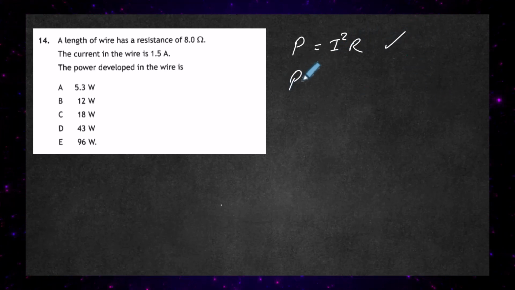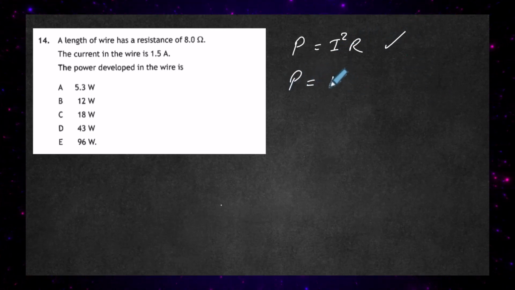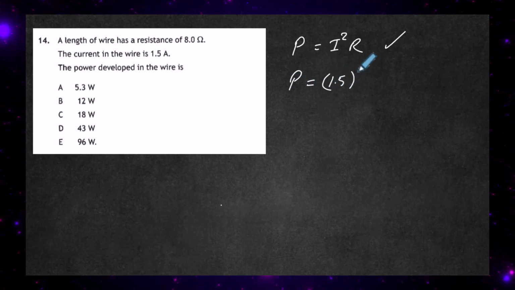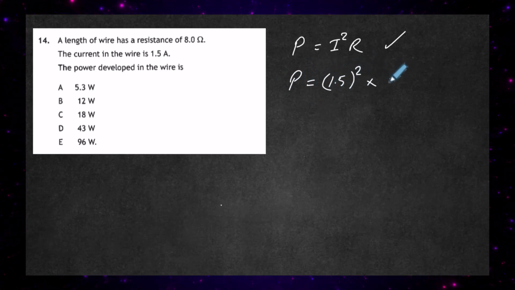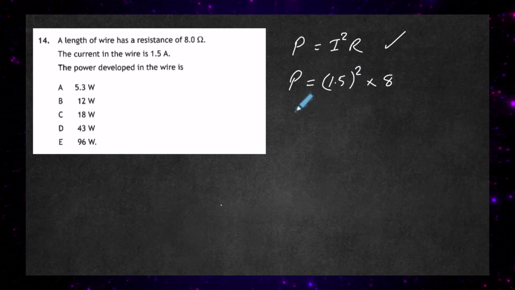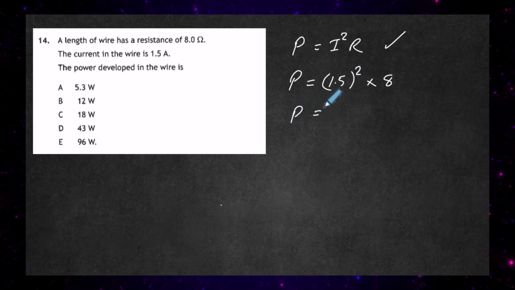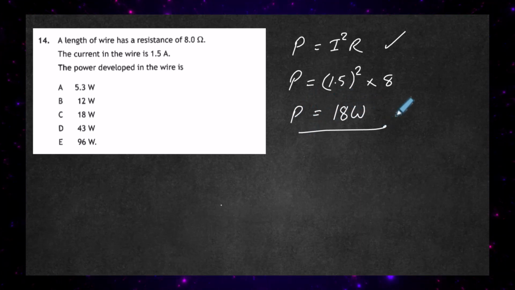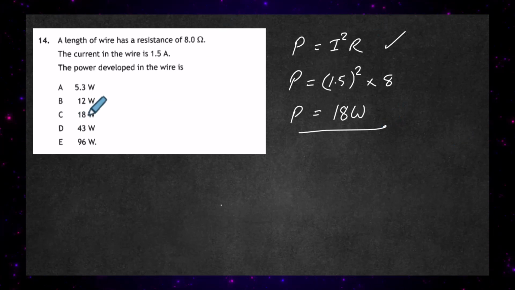So just plug in the numbers. P equals I squared. It's going to be 1.5. Always remember to square it. Multiplied by the resistance, which is going to be 8 ohms. So the power developed in that resistor comes out to be, if I do it with my calculator, 18 watts, 18 joules per second. And that's going to give us an answer of 18 watts, which is going to give you 14C.